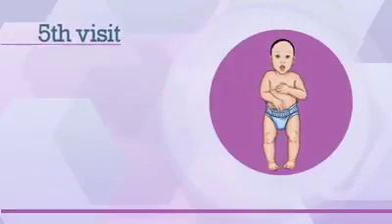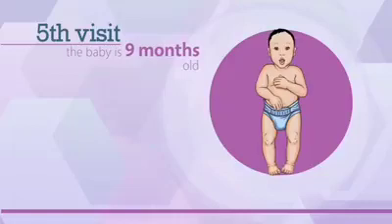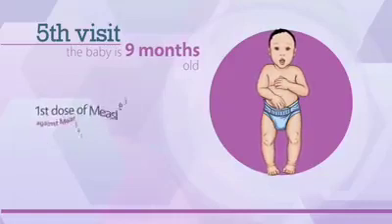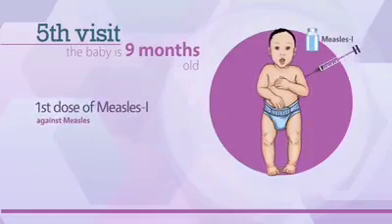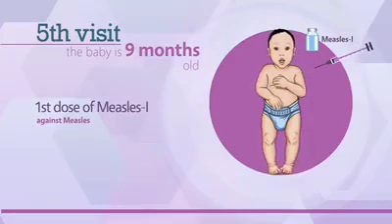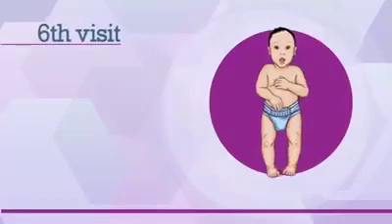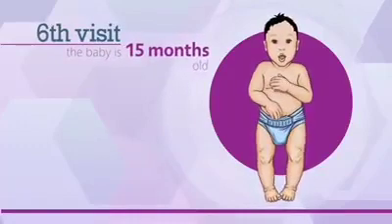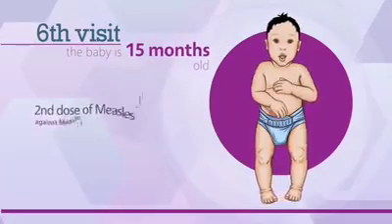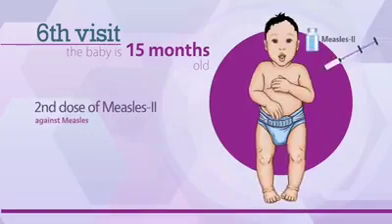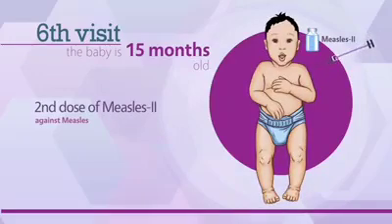Fifth visit is scheduled when the baby is 9 months old. On this visit, first dose of measles 1 vaccine is administered intramuscularly in left arm for protection against measles. Sixth visit is scheduled when the baby is 15 months old. On this visit second dose of measles 2 vaccine is administered intramuscularly in left arm for protection against measles.